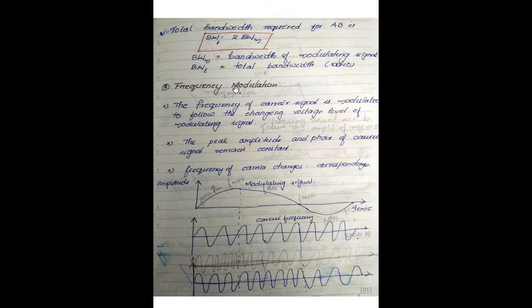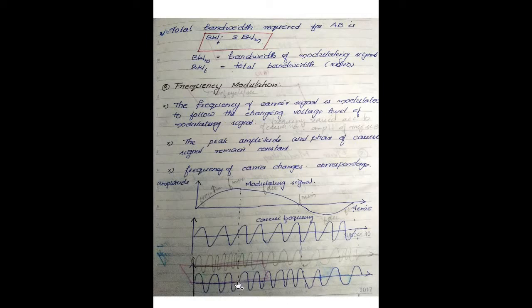The second one is frequency modulation. Here the frequency is being modulated, and the peak amplitude and phase of the carrier signal remain the same. This is the modulating signal and this is the carrier frequency. By using this, we can increase the frequency. Here it is only 2 waves, but we can increase the frequency by combining this into more than 2.